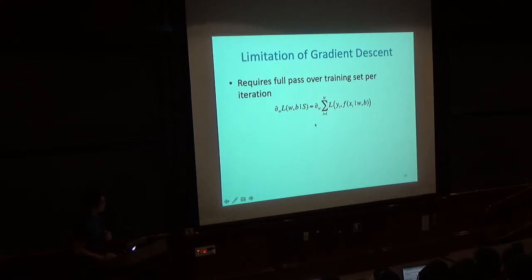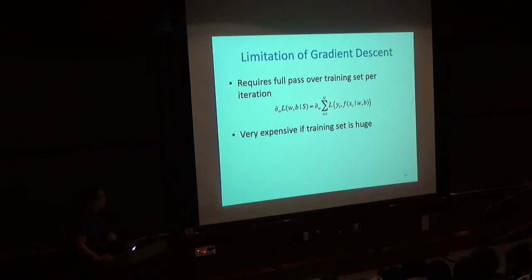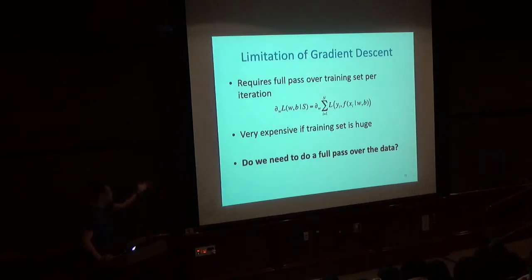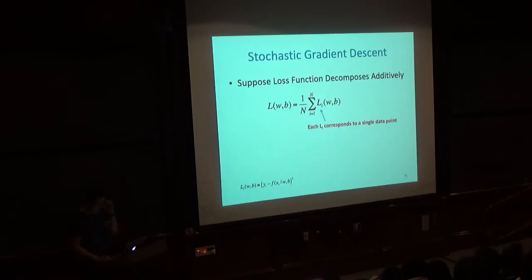In other words, I have to do this summation, right? Because it's a for loop over my training examples. And if capital N is huge, this is quite slow, especially if your step size is really small. So very expensive if the training set is huge, which it typically is in practice. So the obvious question we can ask is, well, do we actually need to do a full pass over the training data? And that's where stochastic gradient descent comes in.